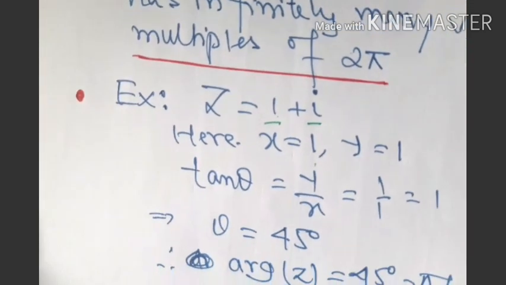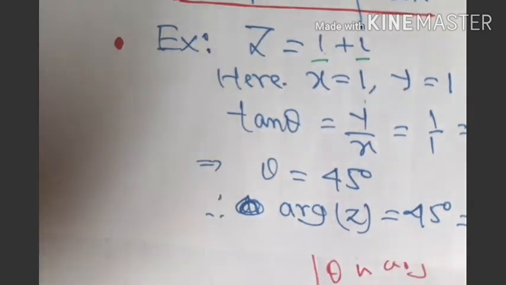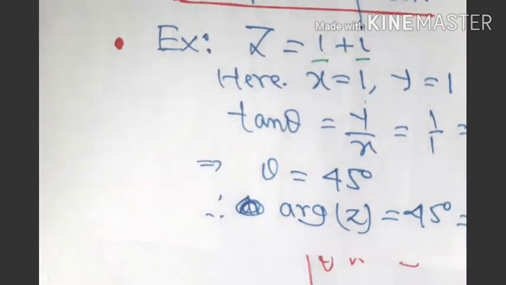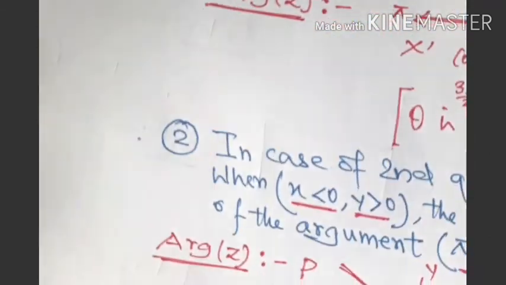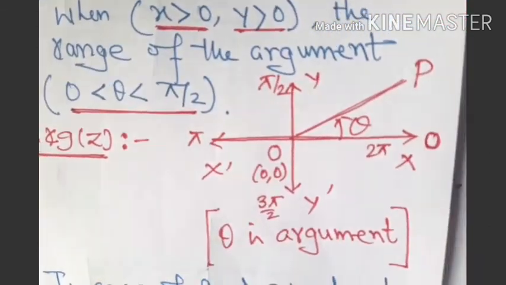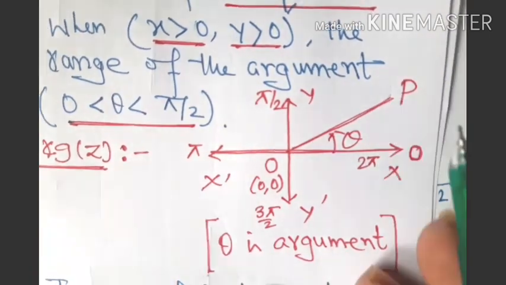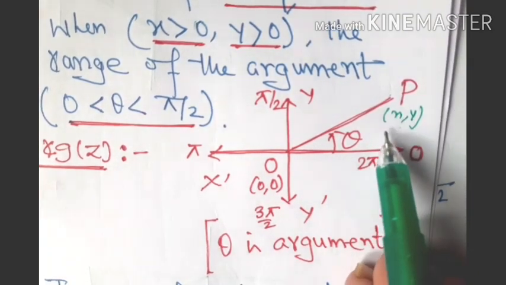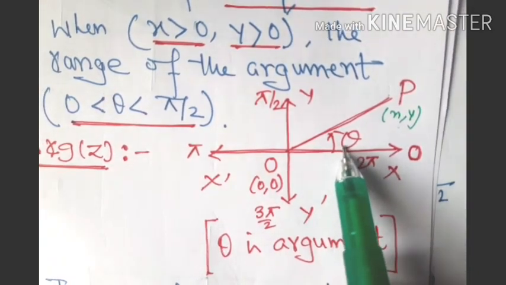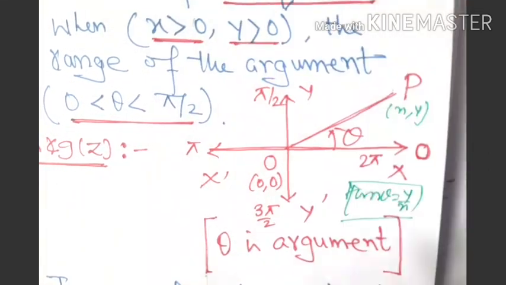Now some cases regarding the argument, depending on the particular complex number, in different quadrants, like this. You can see here P is a complex number which lies in the first quadrant. How to determine it? When the coordinate of P looks like (x, y), we will get theta by using the same formula, tan theta = y by x.